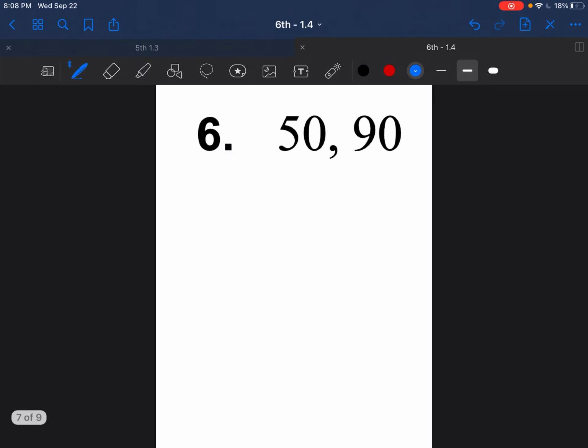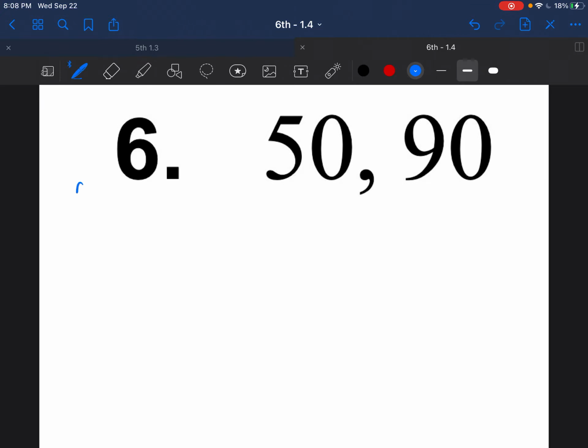Let's try another one. Number 7. Let's try Tic-Tac-Toe Method. Let's see if it works. Remember I said Tic-Tac-Toe Method works 99% of the time. Doesn't work all the time. The other method, prime factorization, works all the time. Let's try it out.